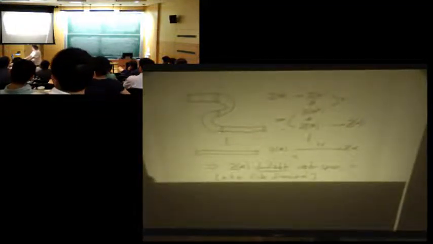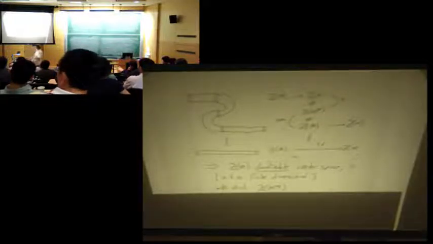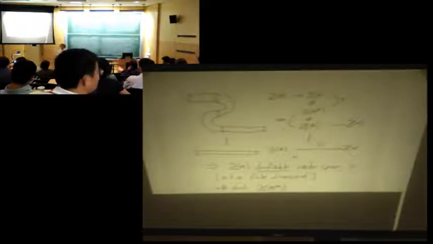Having such a map, having these two maps, the evaluation and co-evaluation, satisfying this property, makes Z of M into something that's called a dualizable vector space, perhaps more familiar as finite dimensional. So this is saying that the Hilbert space of a topological field theory is just a finite dimensional vector space, and Z of M up is the dual.